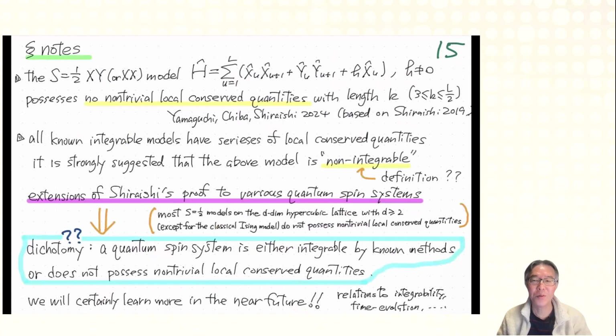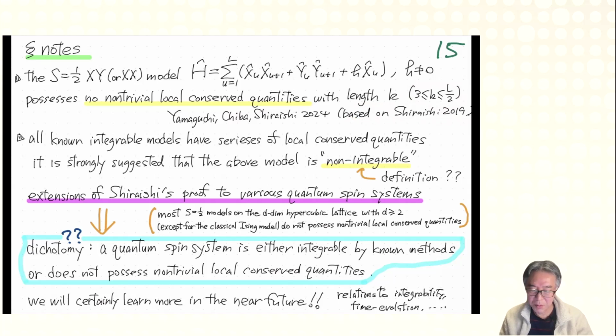So we have proved, actually there are 4 cases to do, and we treated the first case very carefully, and you can do the same thing for the rest of the 3 cases. And then we have the proof that this spin 1/2 xy or xx model with this Hamiltonian and non-zero magnetic field has no non-trivial local conserved quantities with length k, where k is in this range. This was proved by Yamaguchi, Chiba, Shiraishi in 2024 based on Naoto Shiraishi's pioneering work in 2019.